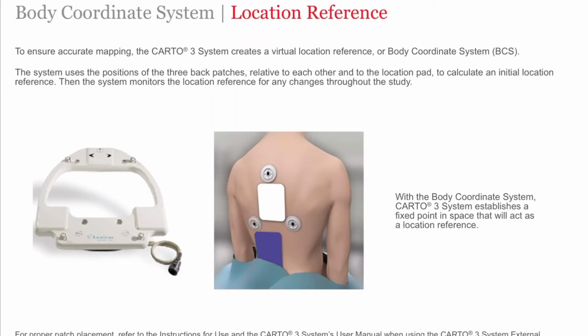First, let's discuss the body coordinate system. In order to ensure accurate mapping, the CARTO 3 system needs a fixed reference point. The system calculates a virtual location reference, or body coordinate system, BCS. It uses the positions of the three back patches relative to each other and to the location pad to calculate this initial location reference. Then the system monitors this reference point for any changes throughout the study.